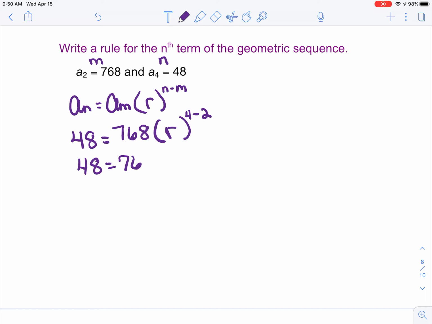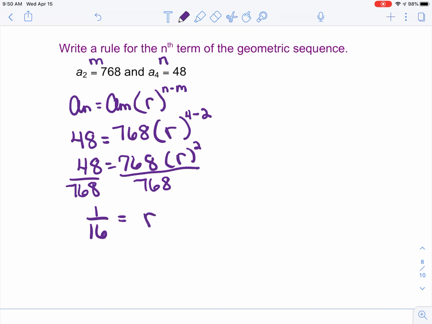All right, so that gives us 48 equals 768 times r to the second power. So we have to get rid of this 768. We're going to get 1/16. Keep it as a fraction so we can find the exact value, equals r squared.